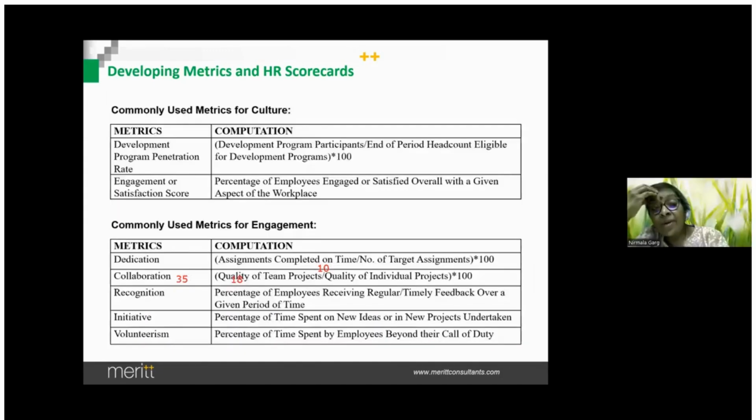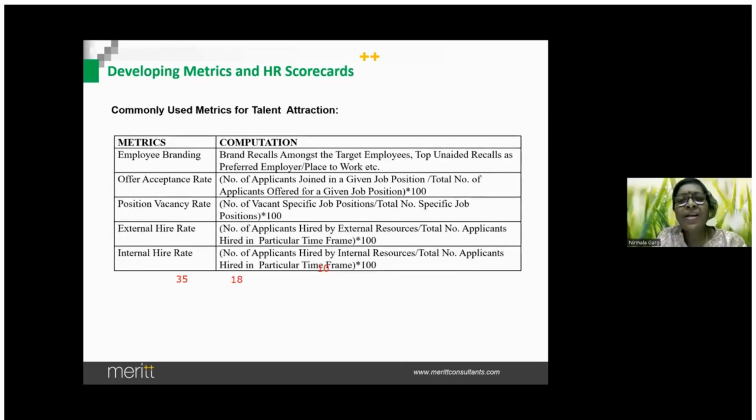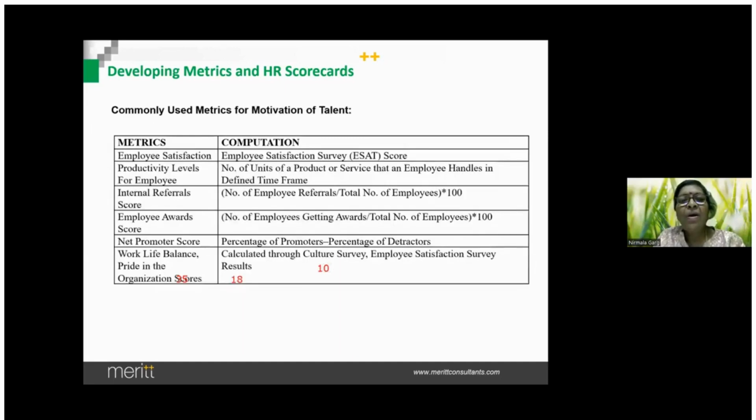So you can also have metrics around culture. For example, you can have developmental program penetration rate, you can have a satisfaction score, give a questionnaire talking about the culture. And typically culture can be covered even in your engagement satisfaction survey, all right? So these are some of the metrics, guys. Attraction, recruitment and selection, and metrics, and how do you compute? Both of them are there.